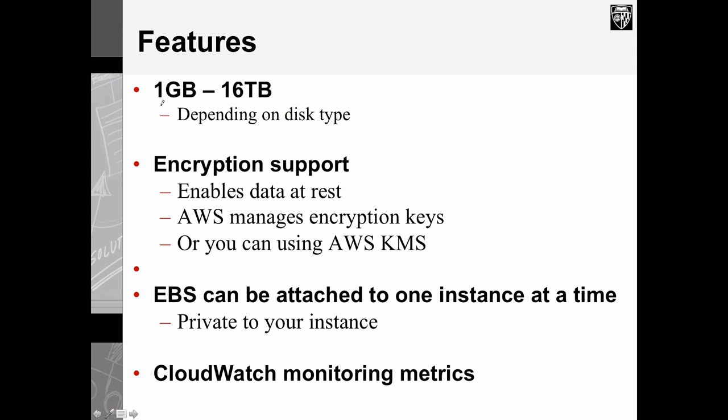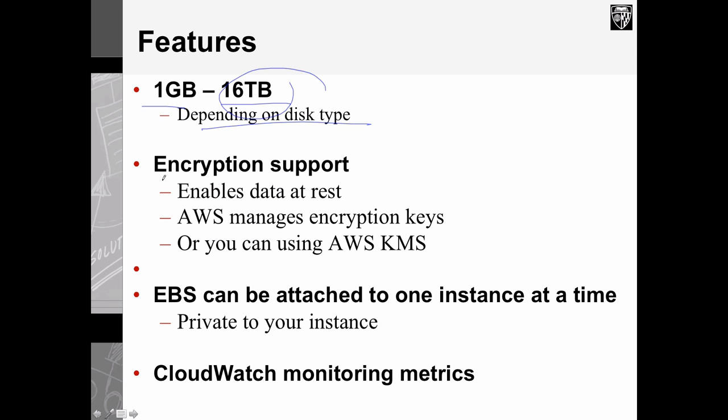The smallest volume that you can create in EBS is 1 GB, and the largest you can create is 16 TB. This is for a single EBS volume. Again, this depends on the disk type that you have chosen. If you choose SSD volumes, you can go up to 16 TB. If you choose a magnetic disk, the upper limit is 1 TB.